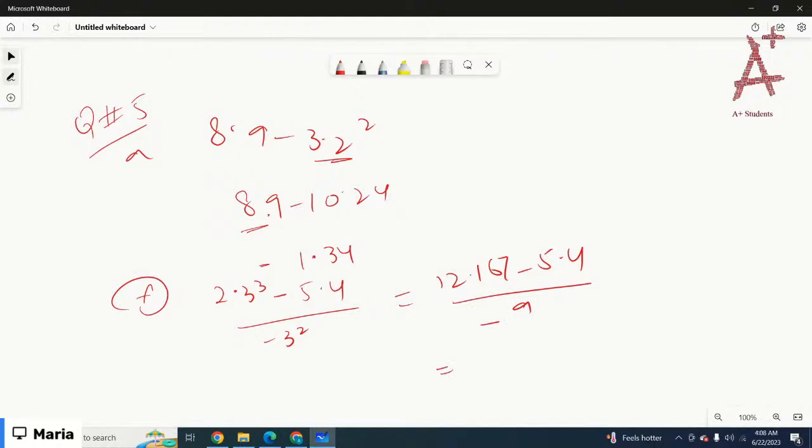Got it? Let's just subtract 12.167 minus 5.4, that equals 6.767, and you have to divide it by the negative 9. Got it? So 6.767 divided by 9, so that equals, you have a negative sign, that would be negative 0.751. Got it? So the correct option is negative 0.751.